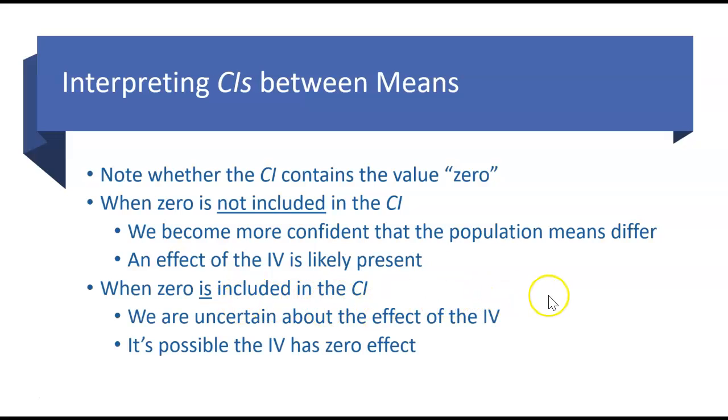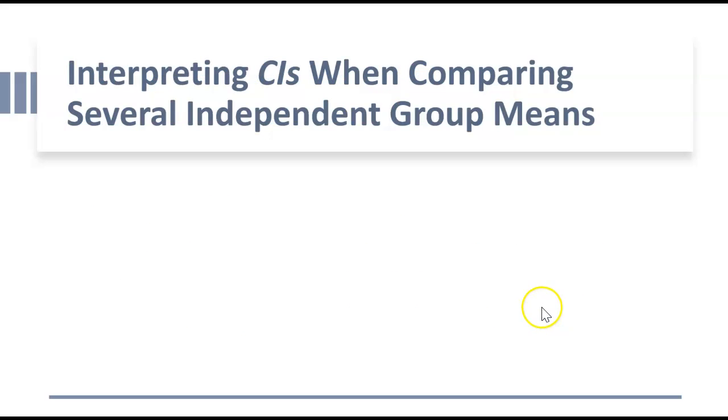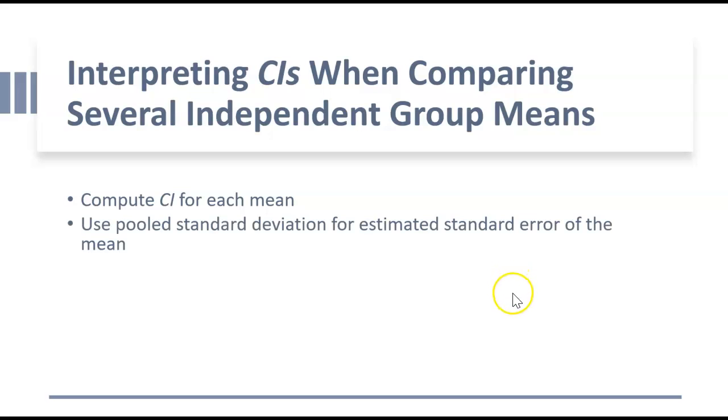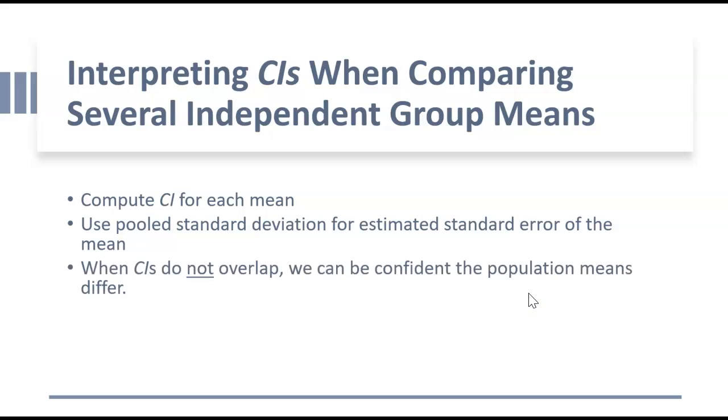If 0 is included in the confidence interval, then you can't conclude with certainty that there's been an effect of the independent variable. It's possible that the independent variable has no impact on your dependent variable scores. When you're comparing multiple groups with confidence intervals, the procedure is somewhat different. You have to compute your confidence interval for each mean for each group, and then you have to use something called a pooled standard deviation to estimate the error of the mean.